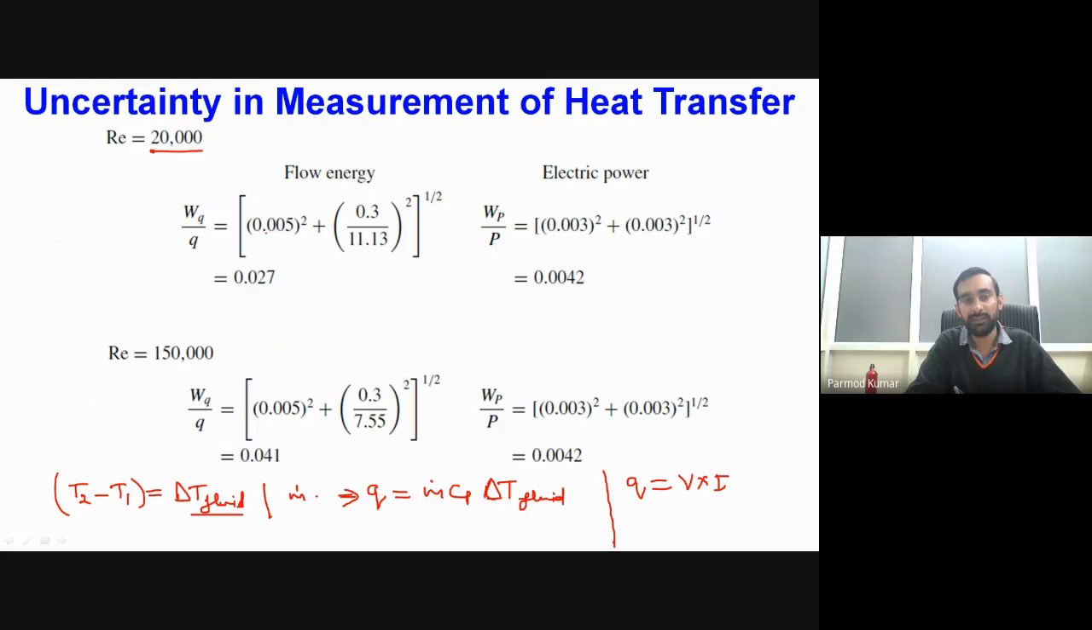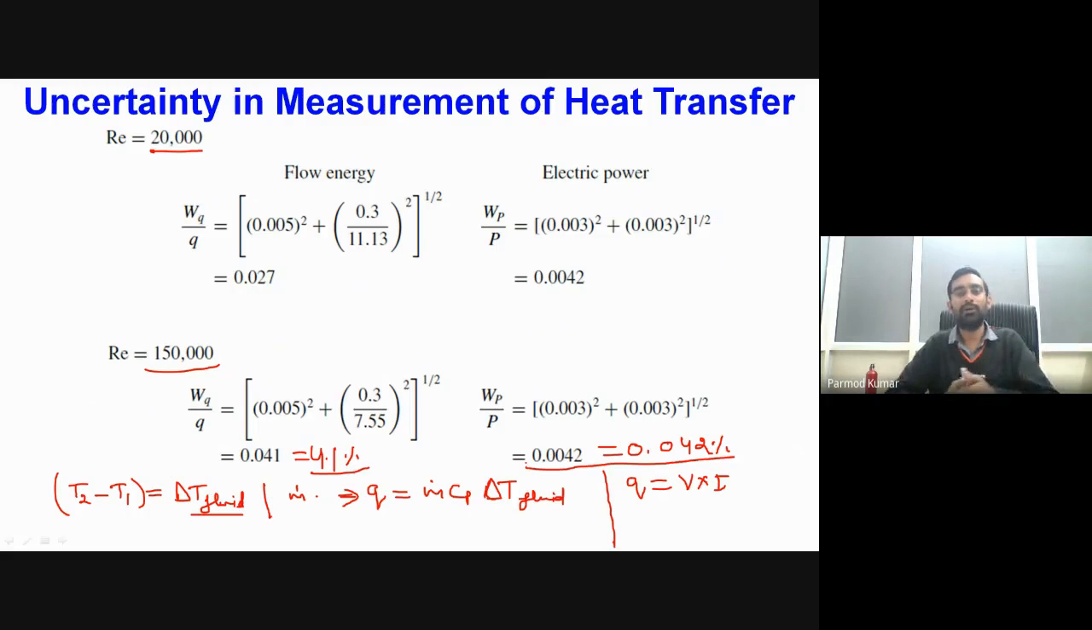Now you can see that while applying the Klein and McClintock equation, we require individual uncertainty values. The individual uncertainty values we have taken from the table given in the previous slide. Because once we have finalized the instruments, obviously we know their individual uncertainty values, and then we find how these uncertainties are translated into our final output quantity. Then corresponding to Reynolds number of 1,50,000, if we employ the flow energy based method, then we have a percentage uncertainty of 4.1%. However, using the voltage and current, once again the uncertainty value is very, very small, which is 0.042%.